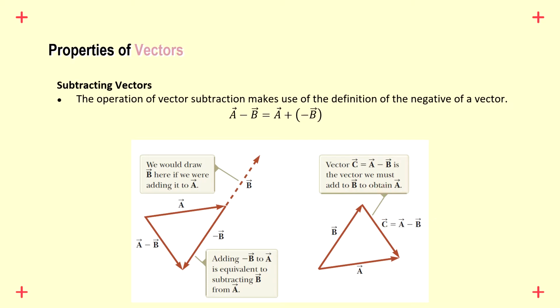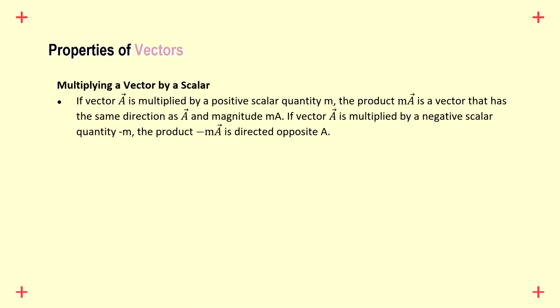Now, to multiply a vector by a scalar: if vector A is multiplied by a positive scalar quantity m, the product mA is a vector that has the same direction as A and magnitude m times A. M is the constant that we want to multiply, and A is the magnitude of our vector. If vector A is multiplied by a negative scalar quantity negative m, the product negative mA is directed opposite A. Okay?